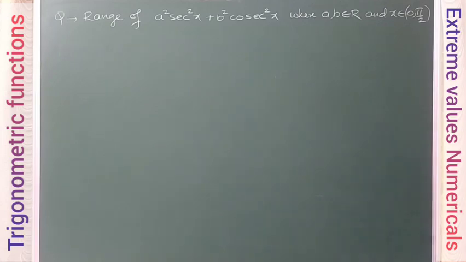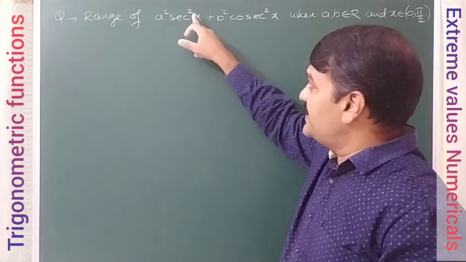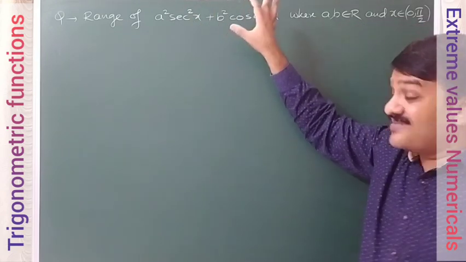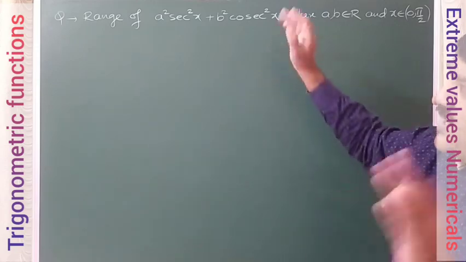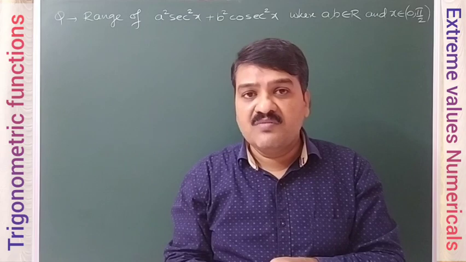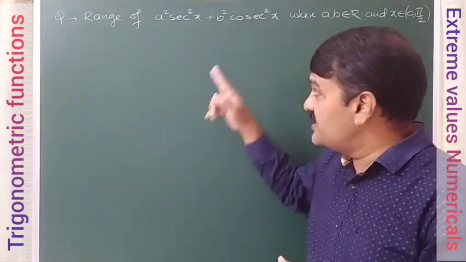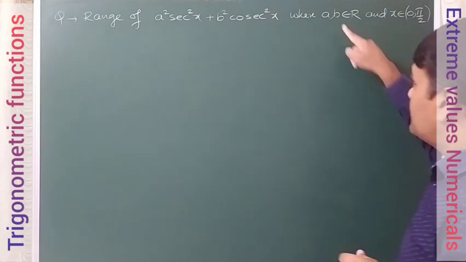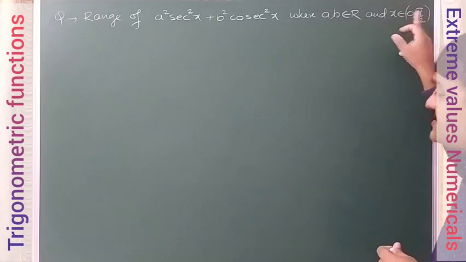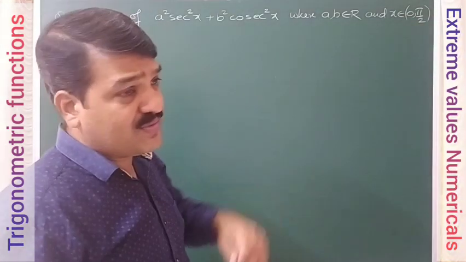Okay, so this is our next question now. Range of a square secant square x plus b square cosecant square x is required. Range means basically we have to calculate the minimum and maximum. When you know the minimum and maximum, you can write the interval in which this function lies. So a, b are given as real numbers and x is in the first quadrant. x belongs to (0, pi by 2).